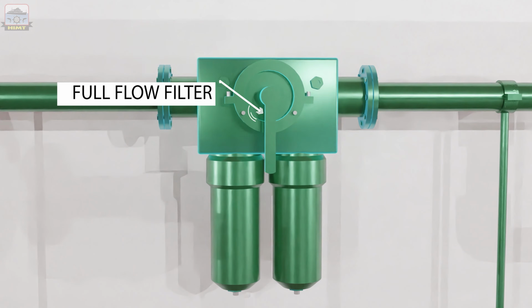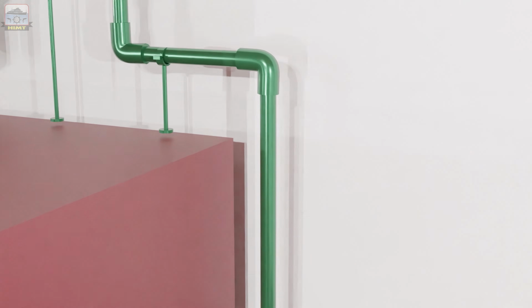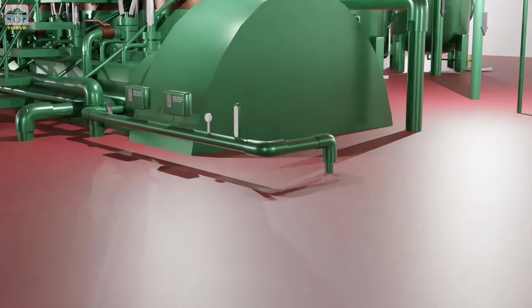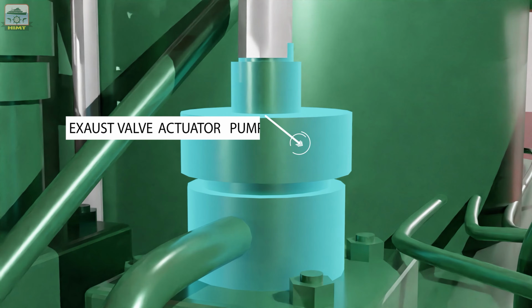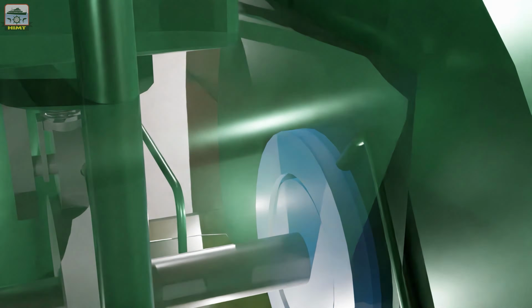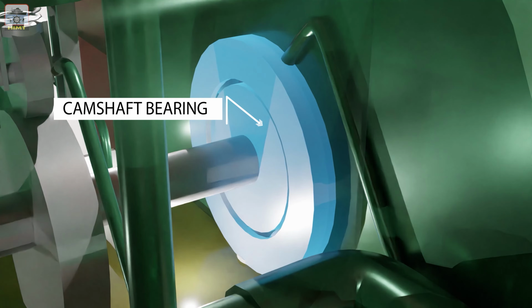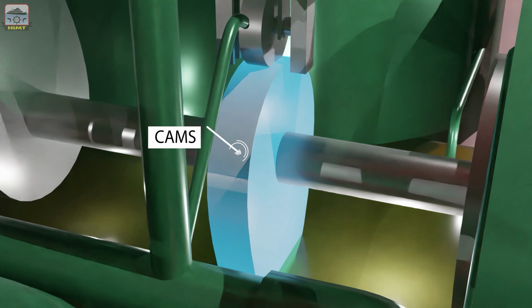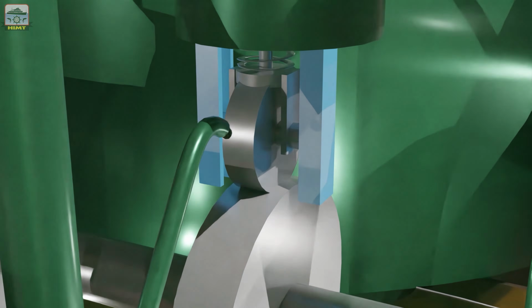Full flow filter. A full flow filter to filter particles of 50 micron and above is fitted in the discharge side of camshaft lube oil pump. Camshaft lube oil manifold. After the 50 micron filter, the lube oil enters the manifold which supplies oil to exhaust valve actuator pump, camshaft bearings, cams, and roller guides.